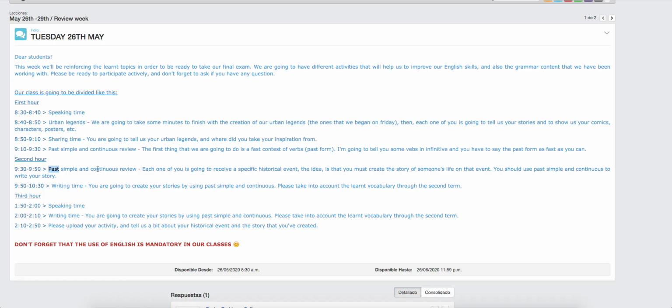So how to make continuous? Was and were plus the verb with ing. Do you have any question up to this point? Nope. Okay, Samu, can you please give me an example in past simple? Just a sentence. In past simple, whatever you want.